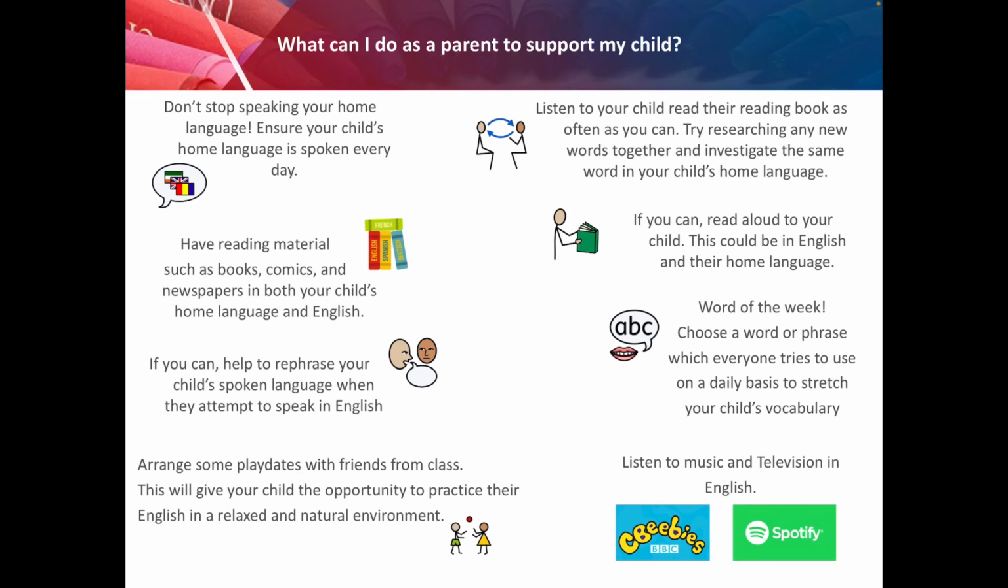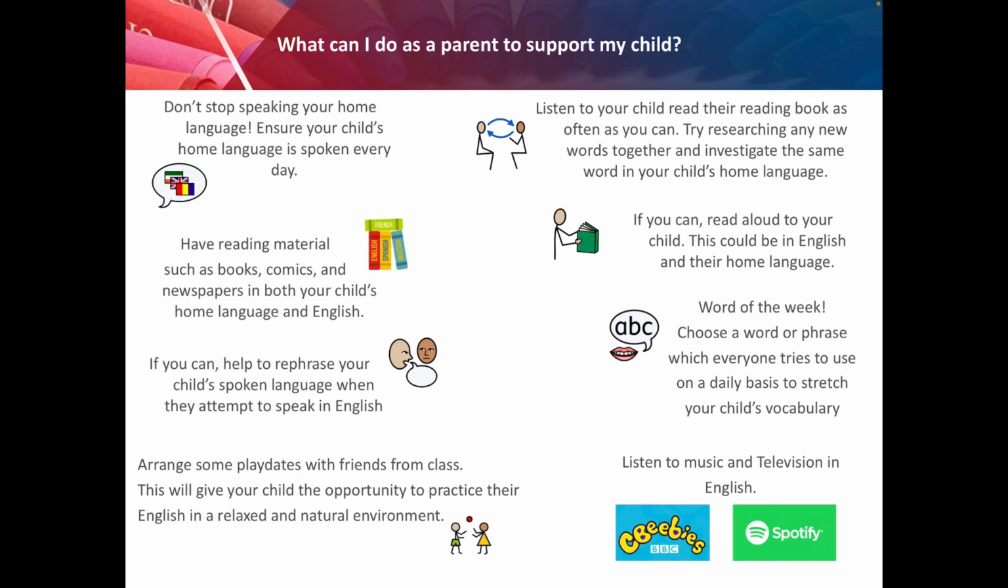The next thing is to listen to your child read their reading book at home as often as you can. We say as often as you can to every single parent in the school, because we all know that listening to your child read their reading book, by which I mean the colour banded reading book, not their library book, their reading book that's at their level, is just good practice.